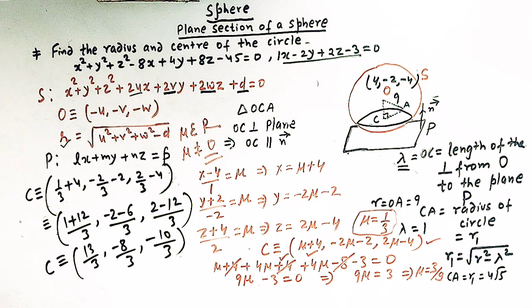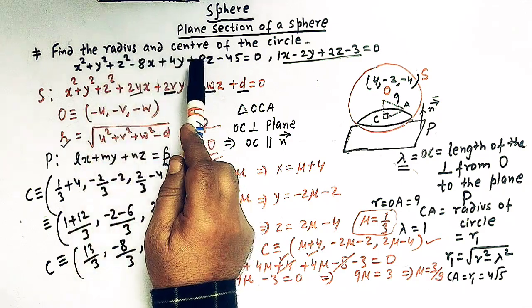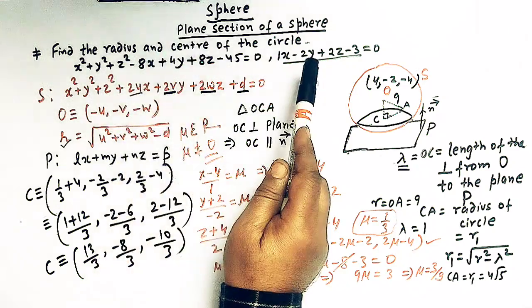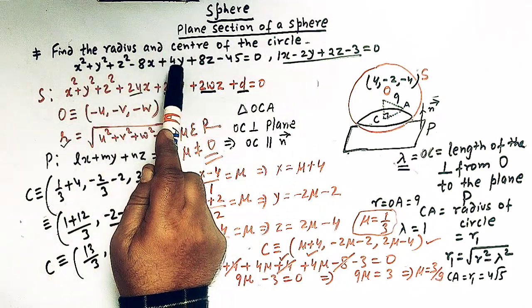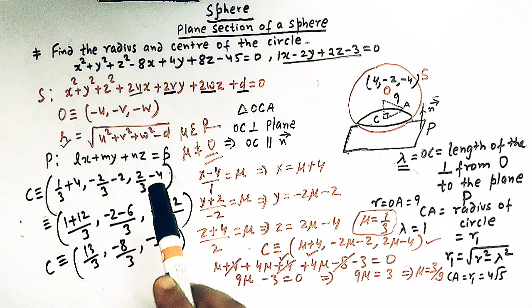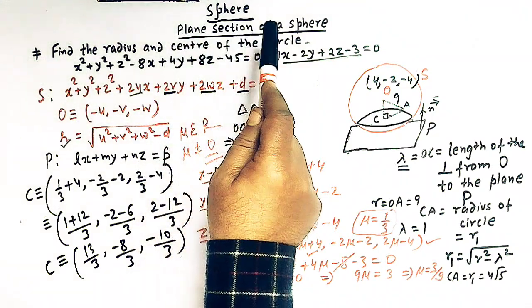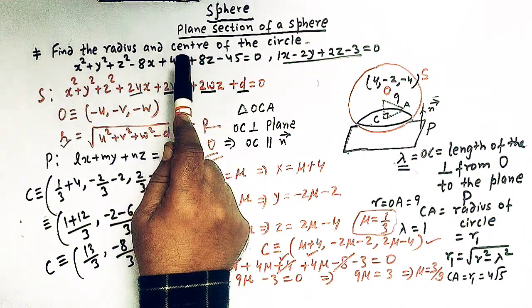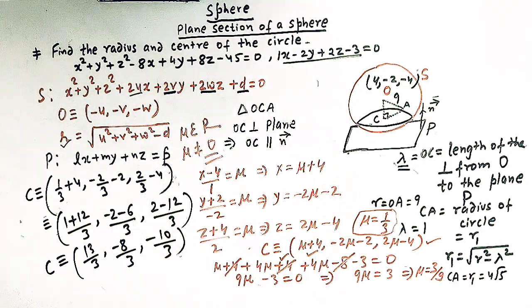So viewers, this is how, by the application of all these concepts, we can easily find out the radius and center of the circle, which is represented by the combined equation of the sphere and the plane, right? And it is important to note that whenever we get a circle by a plane section of a sphere, then the combined equation of the sphere and the plane represents that circle, right?